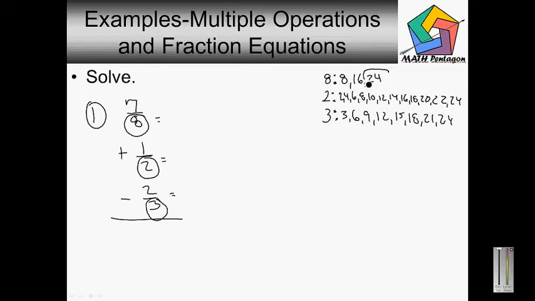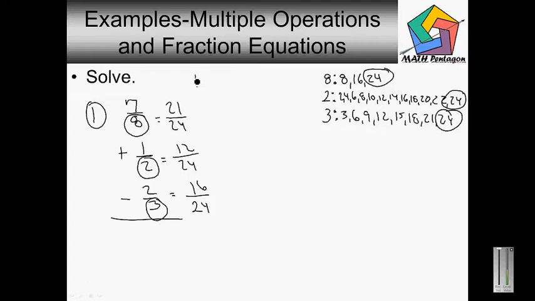So the common denominator between the three numbers is 24. So our new denominator would be 24. So 8 goes into 24 3 times, so 7 times 3 is 21. 2 goes into 24 12 times, so 12 times 1 is 12. 3 goes into 24 8 times, and 8 times 2 is 16.